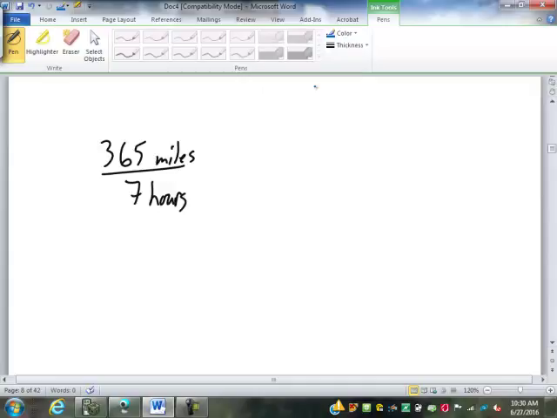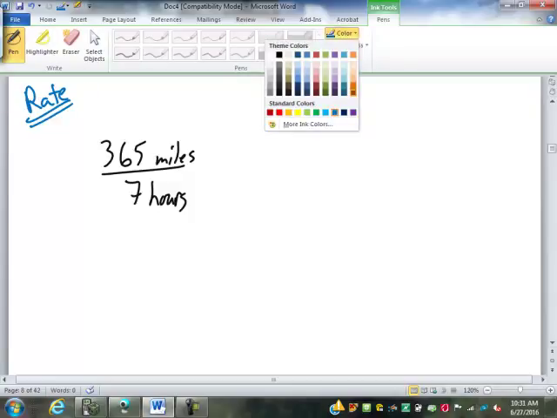There is no way here that we can change miles into hours or hours into miles. They are different units, period. This is not a ratio. Cannot be made into a ratio. This is what we call a rate. So that is the first big difference between a rate and a ratio. A ratio has to have two numbers with the same label, and a rate is two numbers with different labels.